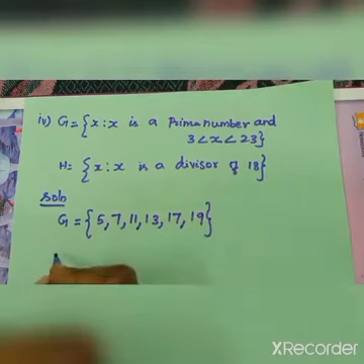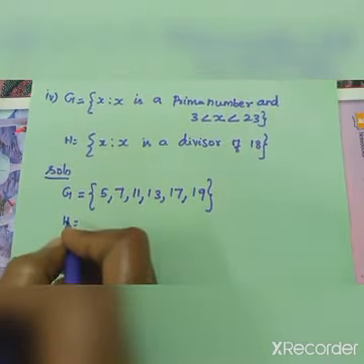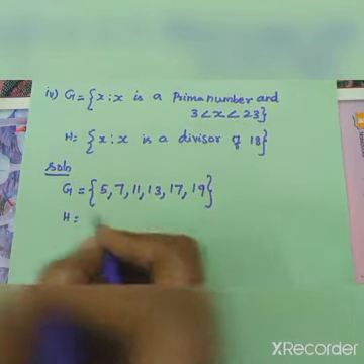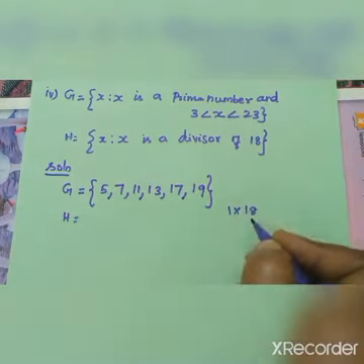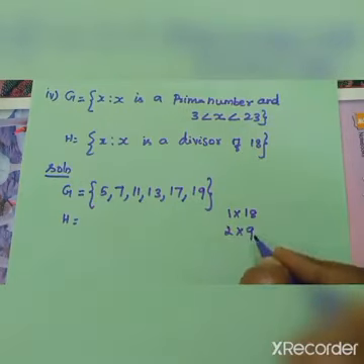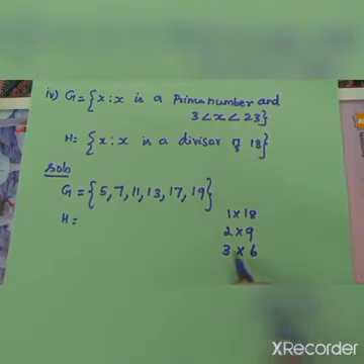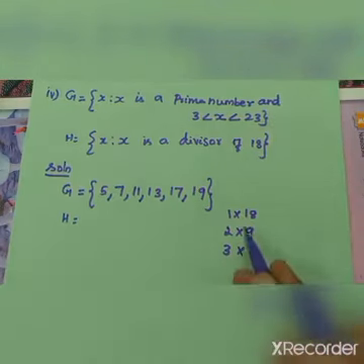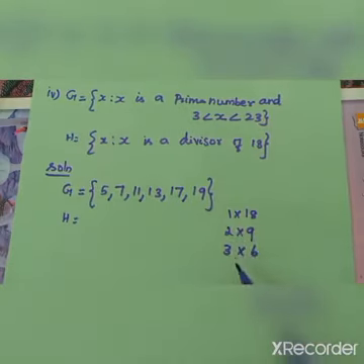Then what is the H set? H is equal to x such that x is a divisor of 18, like that it is given. What are the divisors of 18? 18 can be written as 1 into 18 is equal to 18. Then 2 into 9 is equal to 18. Then 3 into 6 is equal to 18. Any other chance? Yes, again 6 threes are 18, 9 twos are 18, 18 ones are 18. Same only. So repetition is not needed.